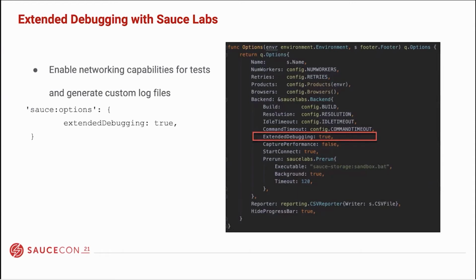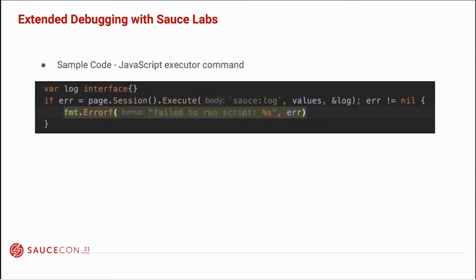Our team has developed the automated framework in Go. So any sample code which will be demonstrated today will be in Go. To enable network compatibility for the test and generate custom log files, we are using Sauce options and set extended debugging as true. In our automation framework, we configure a test in the options function. One example of this you can see on this slide.